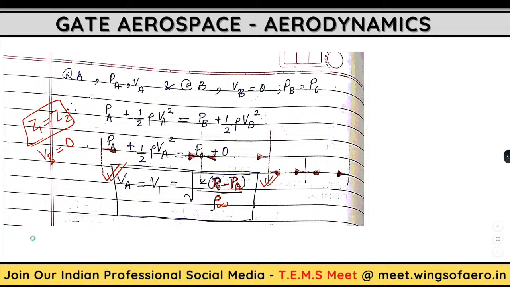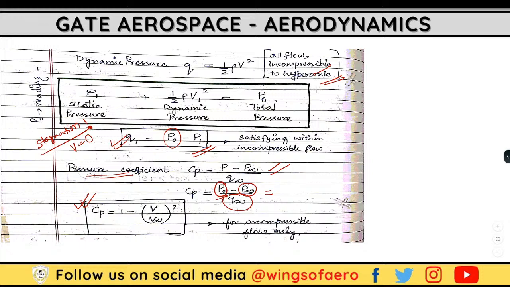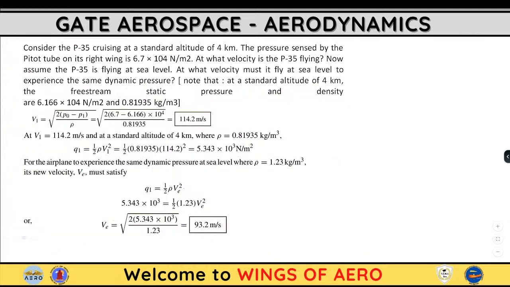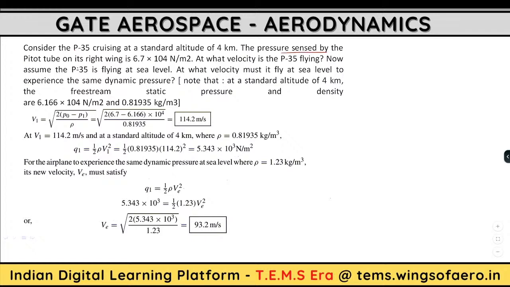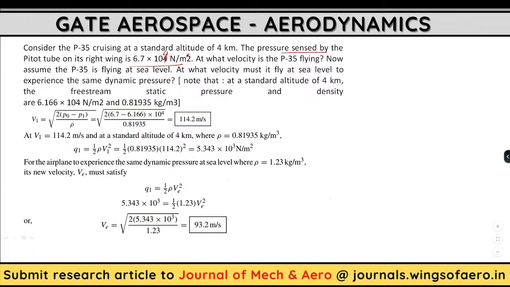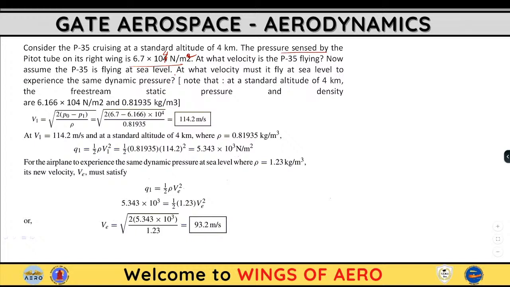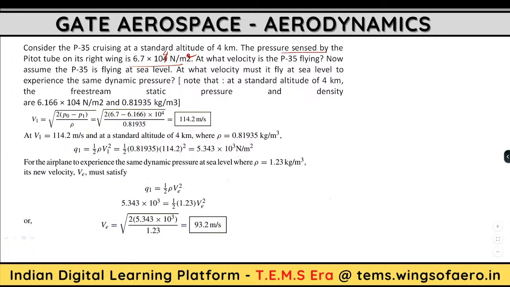Alright, now similar to that, we have one problem. Let's look into it. Consider an aircraft cruising at a standard altitude of 4 km. The pressure sensed, see they have used the word sensed, by the pitot tube on the right wing is given as 10 power 4 Newton per meter square. At what velocity is the aircraft flying? Now assume that the aircraft is flying at sea level, then at which velocity must it fly at sea level to experience the same dynamic pressure?